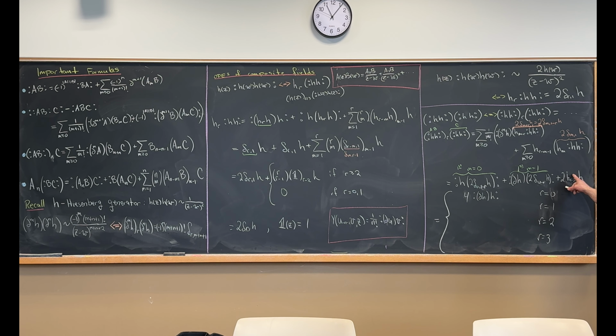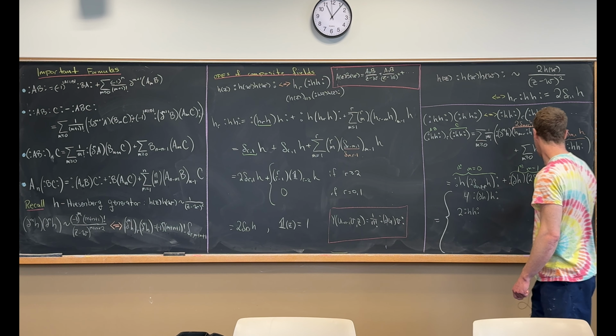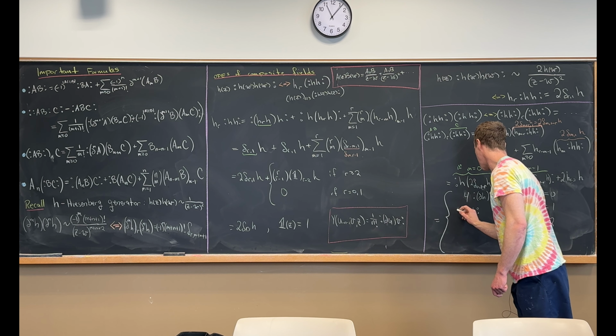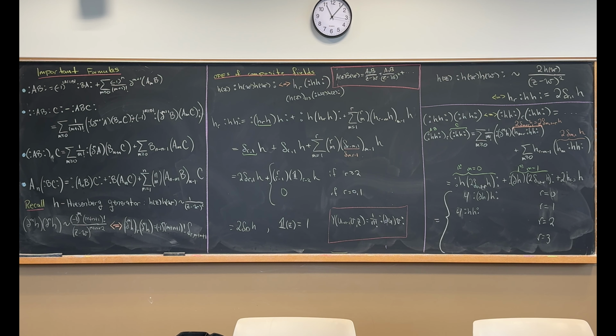Notice nothing here. Wait, no, we get something here. We get something here, and we get something here. So here we get 2 normally ordered product of H with H. Here we get 2H minus 1H, which is another normally ordered product, right? So we get 4HH. All right, now R equals 2.